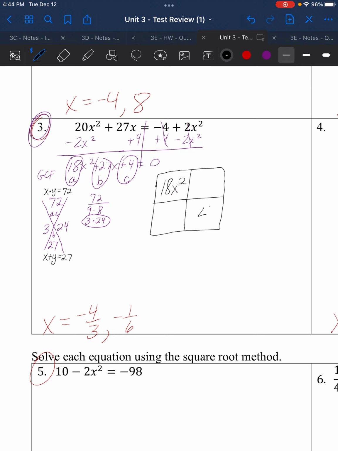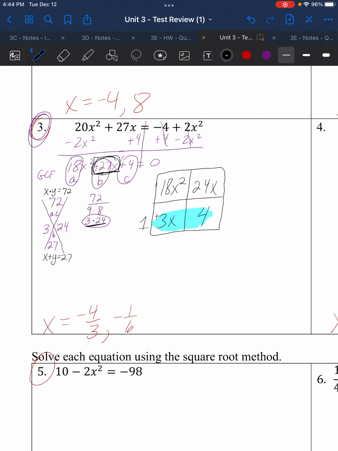So in the top left is 18x squared. That's your A term. Bottom right is your C term. And in between, we write the 3 and 24. Now, there has to be the B term, so it has to include an x, because 3x plus 24x is the 27, so it's got to be the B term.